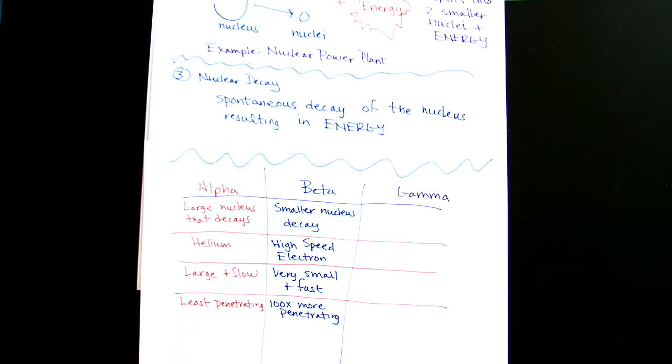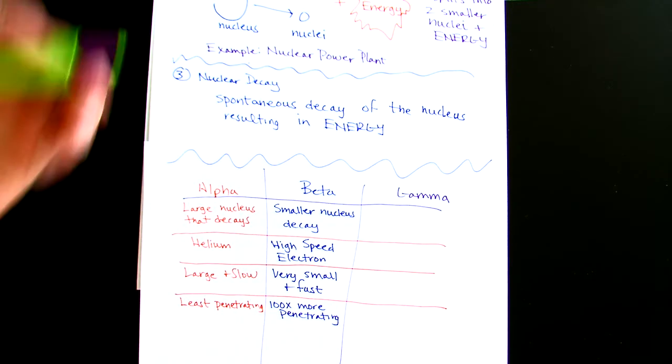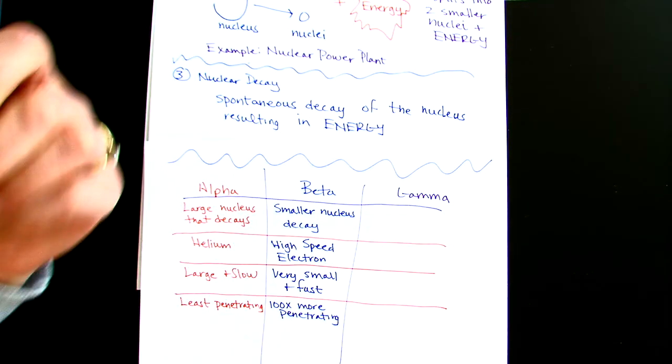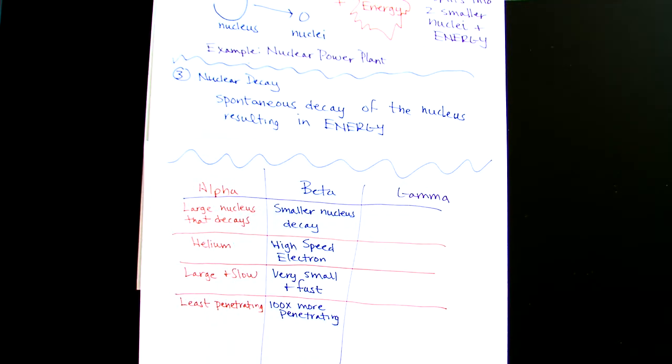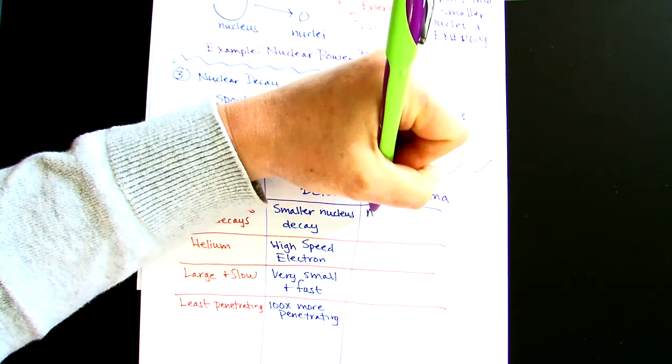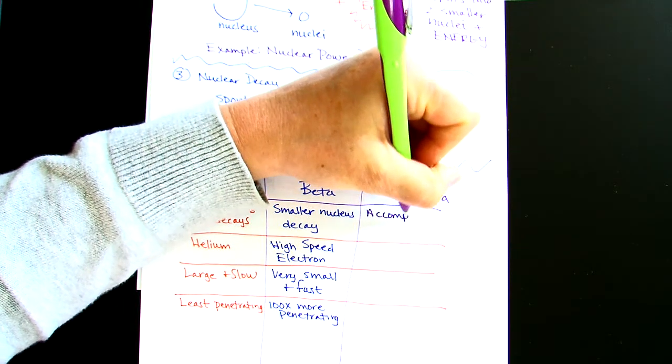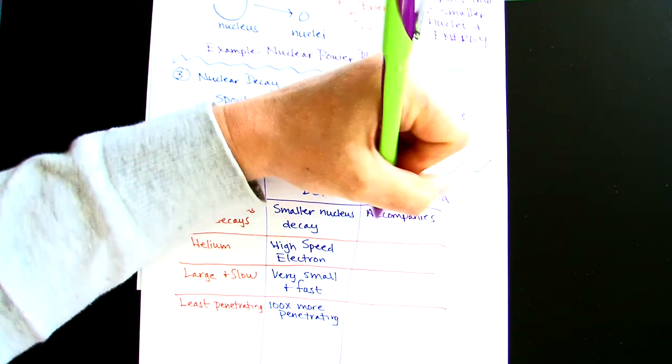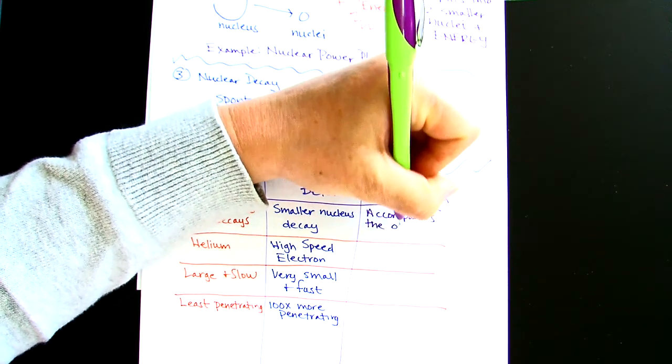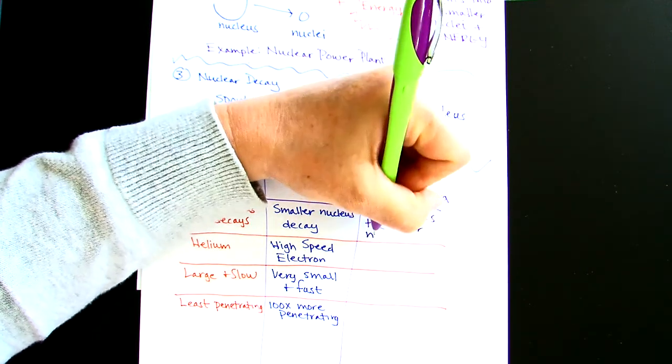So last but not least, we have gamma decay. Now, gamma decay usually accompanies the other two types of nuclear decay. So it usually happens like right after. You have alpha decay and then you have gamma decay, or you have beta decay and then you have gamma decay. So this accompanies the other nuclear decay.